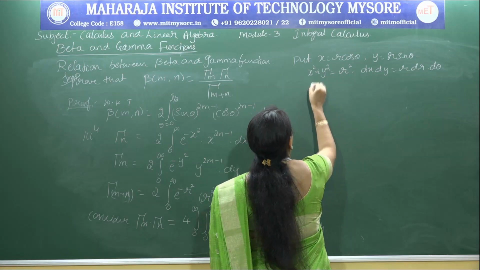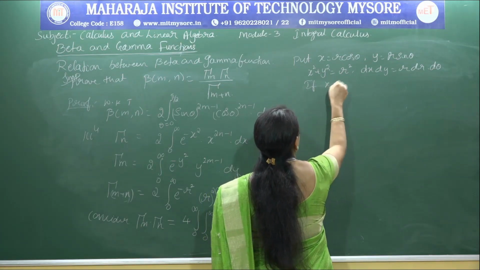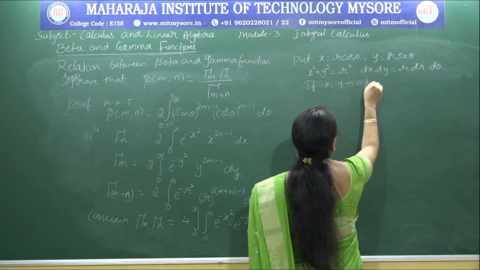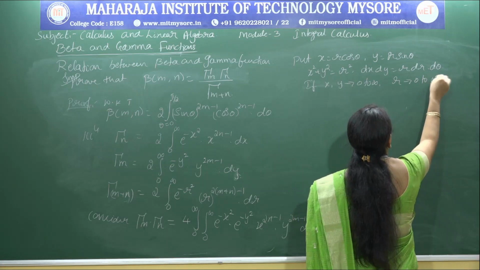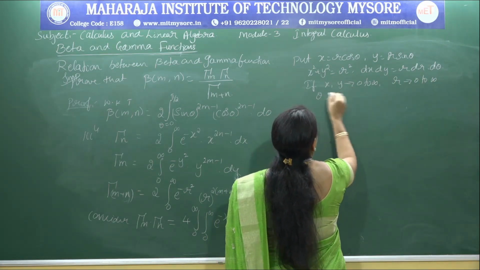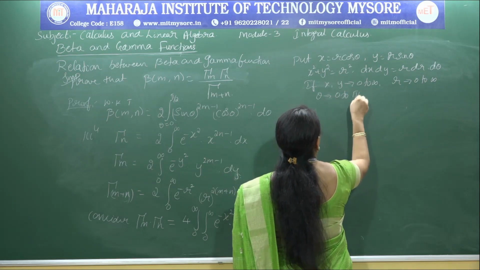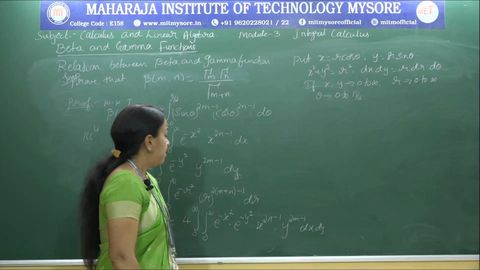And if x and y limits are, if x comma y varies from 0 to infinity, we know that r varies from 0 to infinity, and theta limit is 0 to pi by 2. Just substitute the values, right?